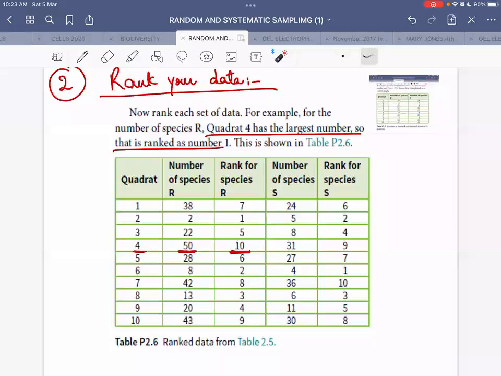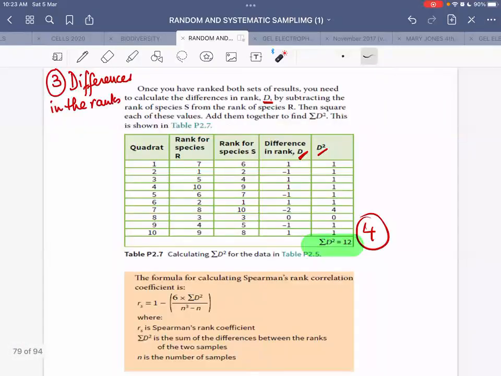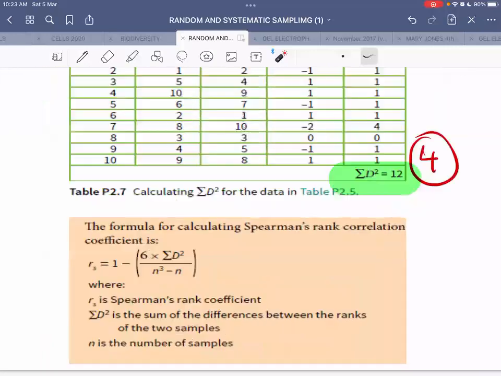First step, plot the scatter graph. Second step, you rank your data. Third step, you find out the differences in the rank. Fourth step, you calculate the sum of all the differences. Fifth step, you put all these values onto this formula.